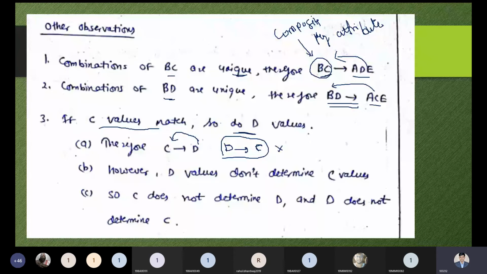So this is the point we have written here. C does not determine D, and D does not determine C. In this case, if there is some condition we failed, then we can say C does not determine D, and D does not determine C. So the case we need to find is, if you are doing the reverse dependency, whether it is applicable or not.